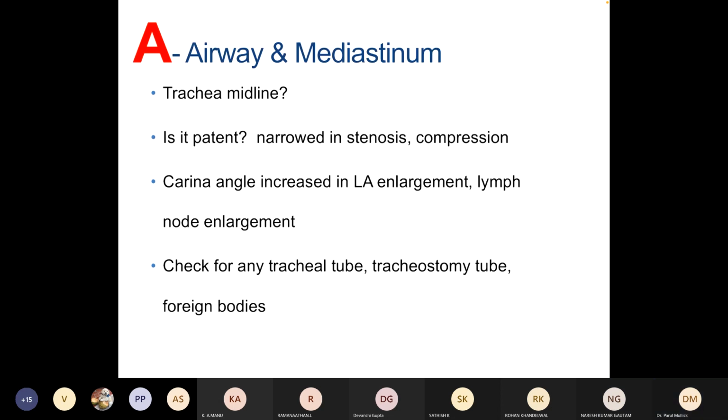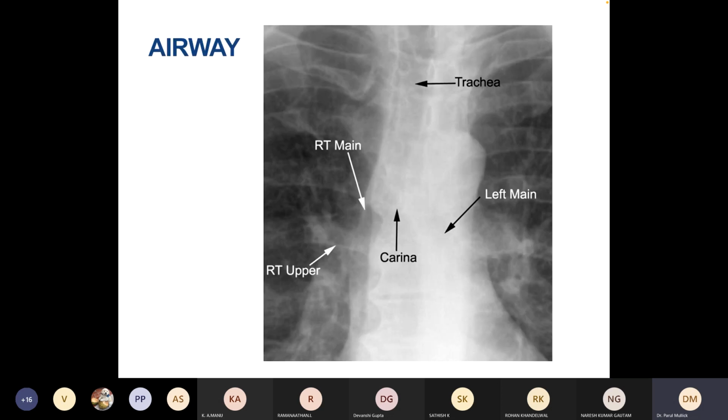Okay. Now, next, after DRS, what we come over to is airway and mediastinum. Now in airway, what you're going to see is whether the trachea is in the midline, whether it is patent, whether there is any stenosis, compression, the carinal angle, and whether there are any extras like tracheal tube, foreign bodies, tracheostomy, stuff like that. अब ये देखो, ये दिख रहा है ट्रेकिया?